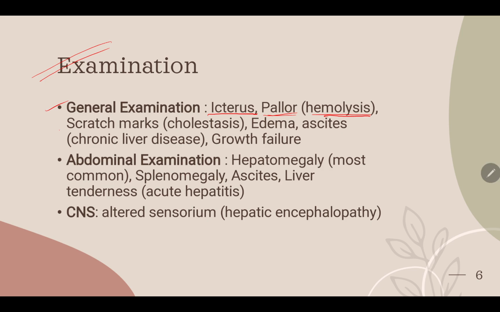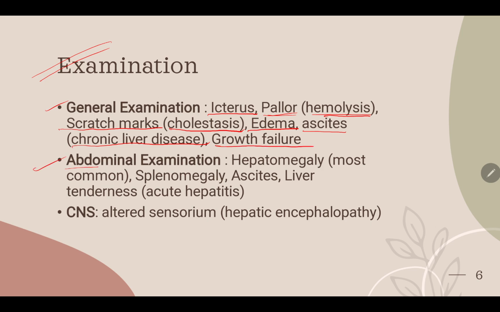Then scratch marks. This is because of pruritus and cholestasis. Pruritus is because of involvement of liver pathology, any liver or gallbladder pathology. So scratch marks can be because of pruritus. Then you can have edema. Ascites can be there because of chronic liver disease. Edema because of liver pathology. Then growth failure of the child.